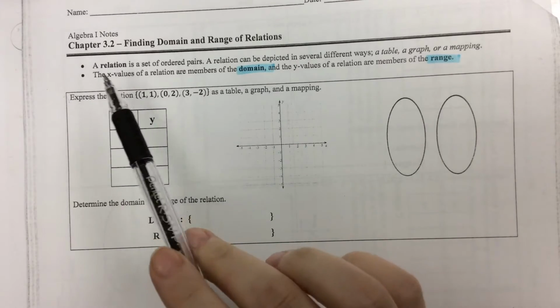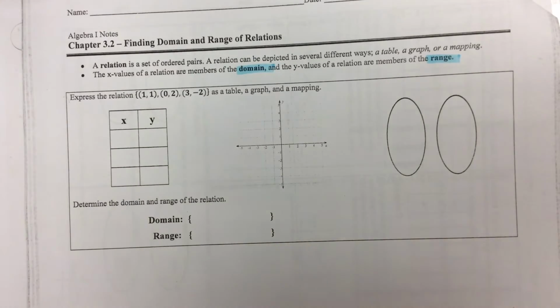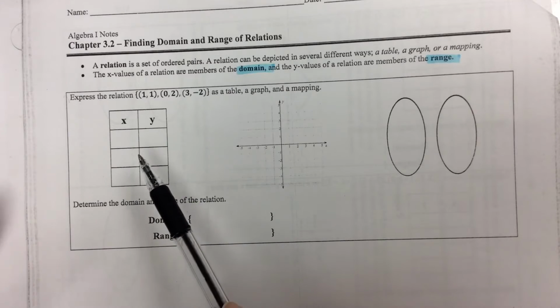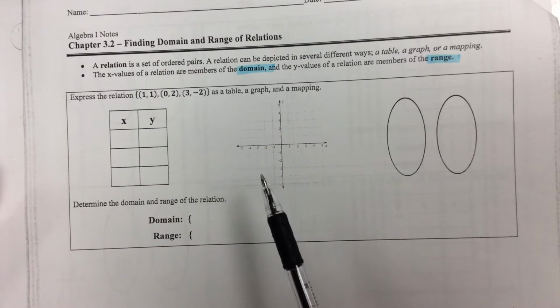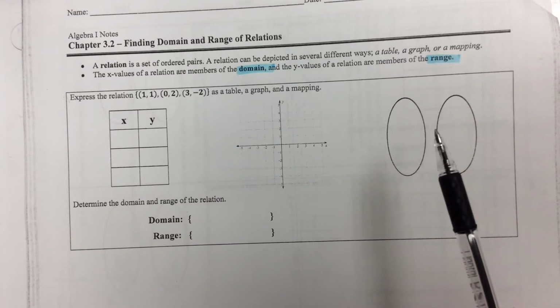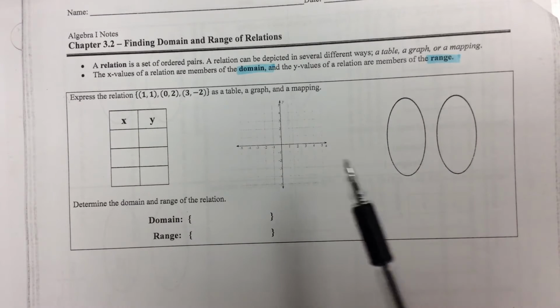We're in this section talking about relations, and a relation is a set of ordered pairs. So we're going to be looking at a set of ordered pairs and organizing the domain and range, the x values and the y values, in three different ways. We're going to organize them in a table. We're going to graph them and then put them in a mapping diagram, which is over here. These are three different ways that you might have seen already. If not, they're not that difficult, and we're going to get used to them today.